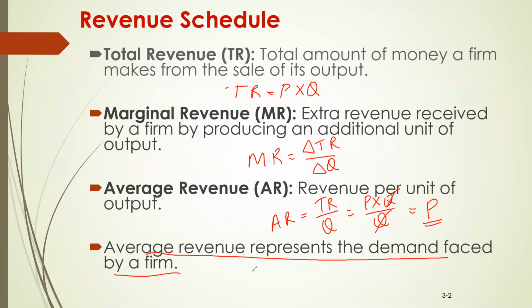Now you can see in this case, as the quantity increases, price actually decreases. That means average revenue also decreases. If average revenue decreases, that means the demand has to be downward sloping.